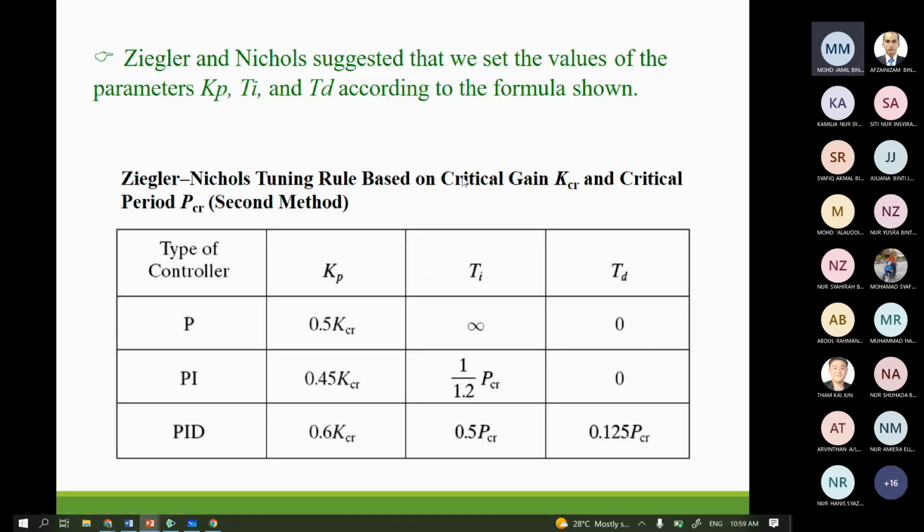Then after we determine the value of Kcr and the value of Pcr, we can use this table to further determine the actual value of Kp, Ti, and Td. We use a PID controller, so for a PID controller, Kp equals 0.6 Kcr, Ti equals 0.5 times Pcr, Td equals 0.125 times Pcr. If you want to use P and PI, then these are the values. But we focus only on the PID controller.